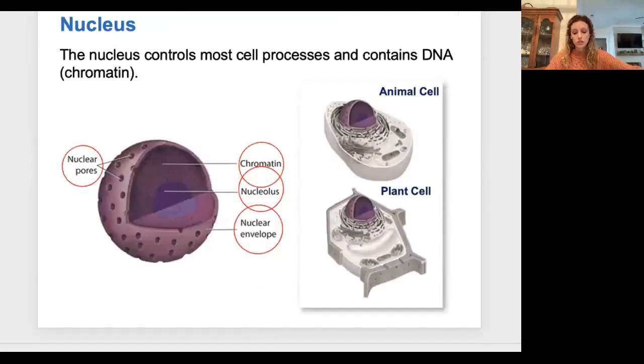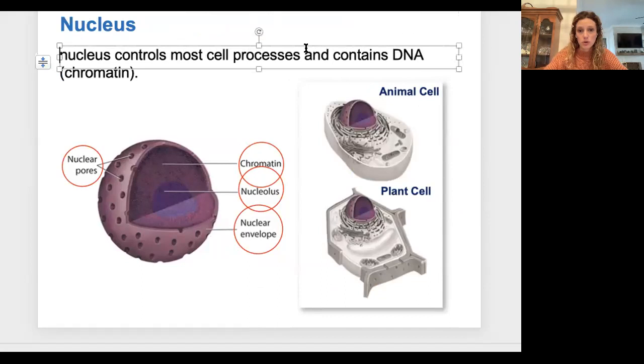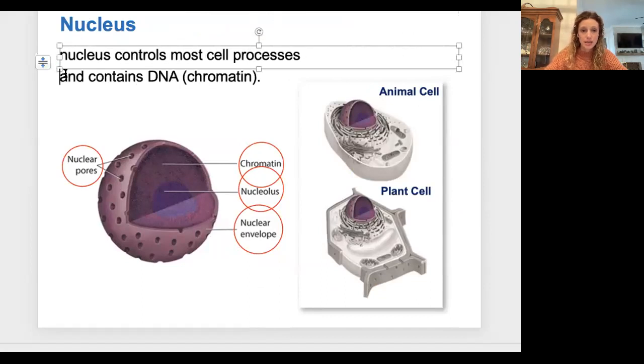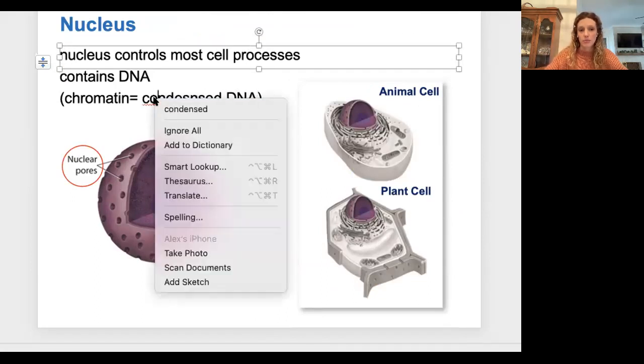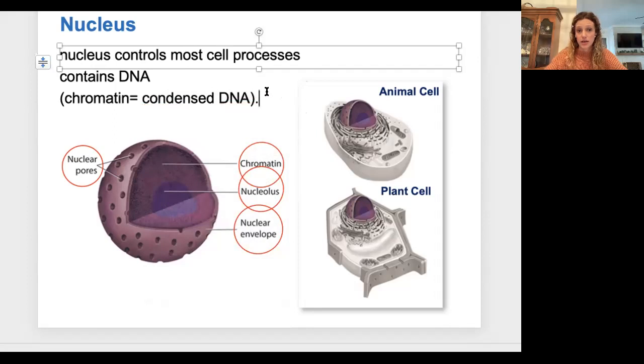Okay, so then we have our nucleus. Our nucleus is going to control most of the cell's processes, and this is where your DNA is going to be found. So nucleus, first bullet point, controls most of the cell processes. Then write contains DNA, so chromatin equals condensed DNA. Okay, we're going to get to that on another slide, but if you want to go ahead and write that down, you can. Okay, so this purple structure is representing a nucleus.